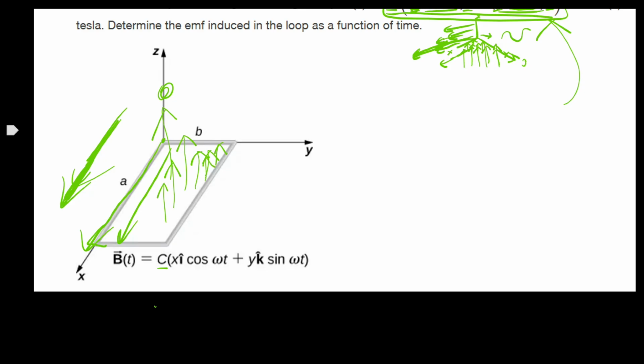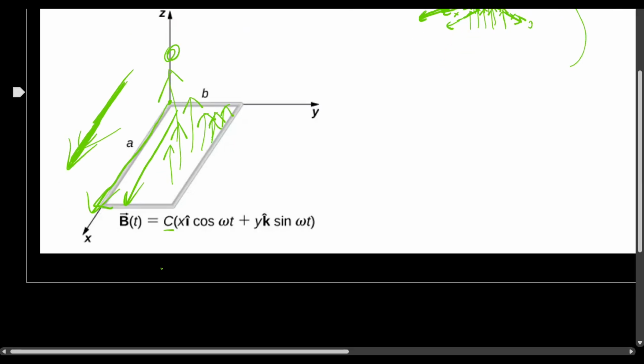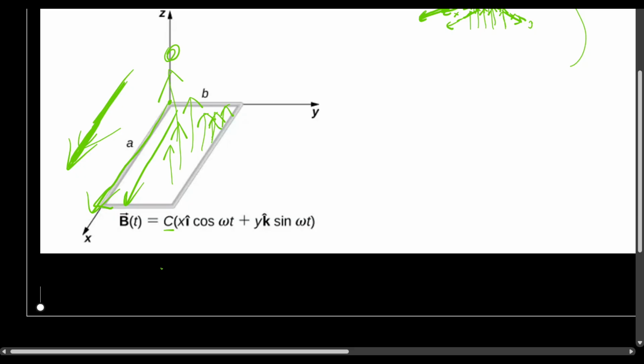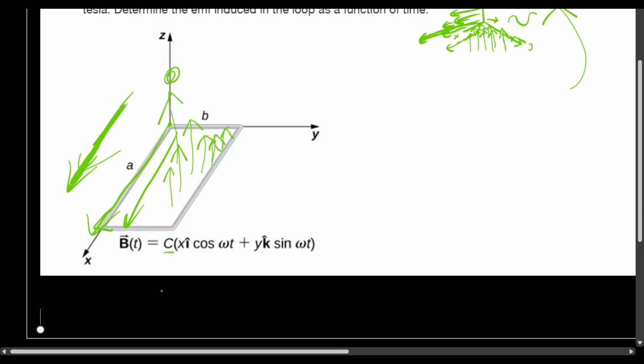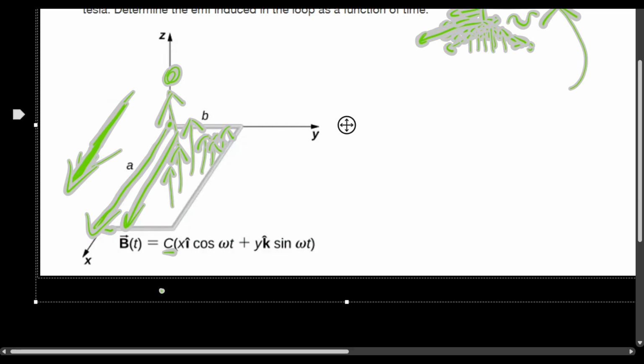And you also know that it's time varying. So what is the significance of this? Well, we can make it very dead simple right now and first ask ourselves, what is the flux through this loop due to both fields?